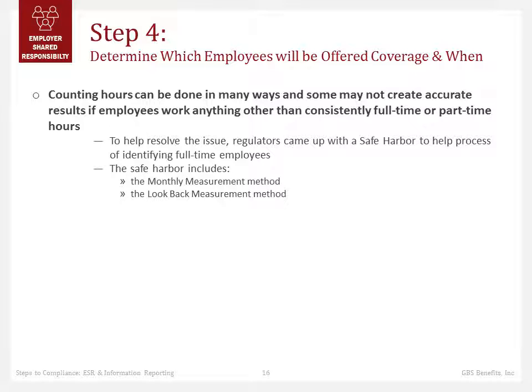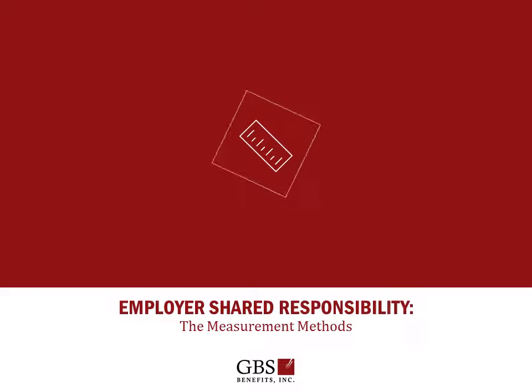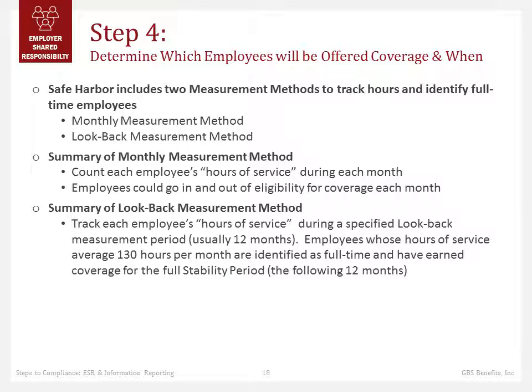So the IRS did come up with a resolution to this issue by creating a safe harbor to help the process of identifying full-time employees. And that safe harbor includes the monthly measurement methods and the look-back measurement methods. And that's the focus of what we are discussing today. So let's just jump right into this new section then, employer shared responsibility measurement methods. So the safe harbor, like I indicated, includes 2 measurement methods to track hours and identify full-time employees. It's the monthly measurement method and the look-back measurement method.